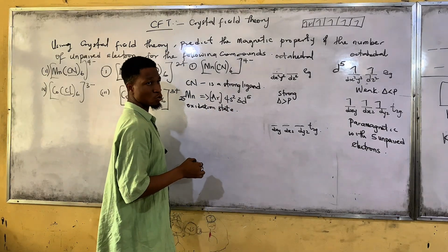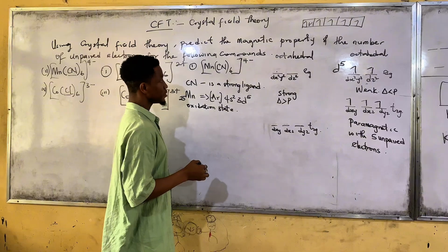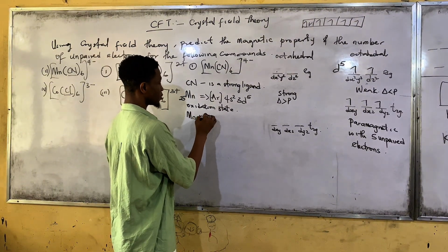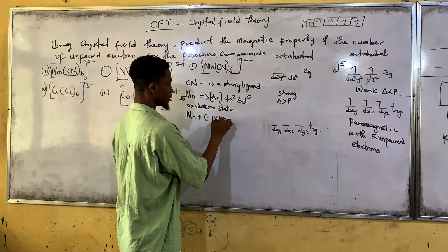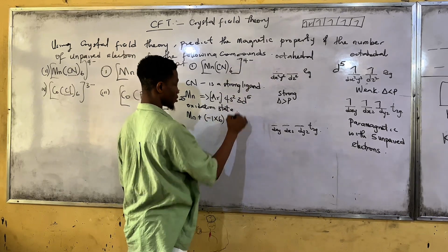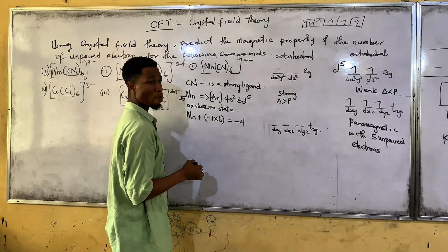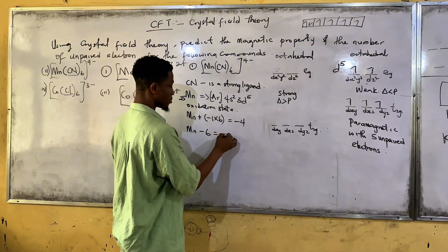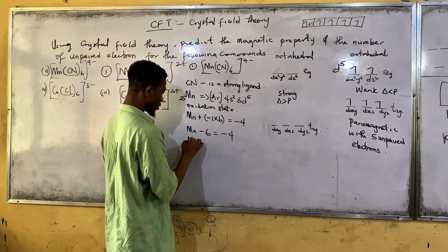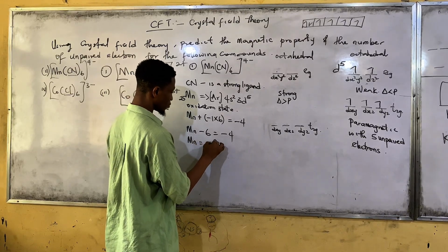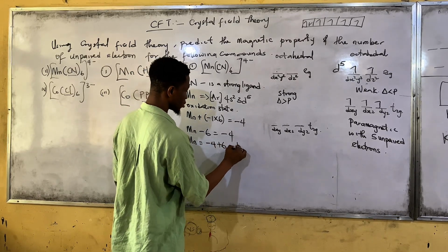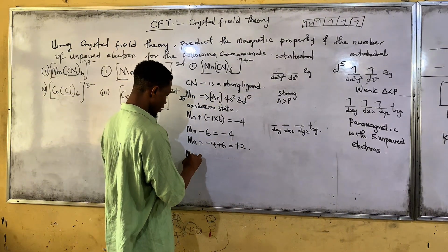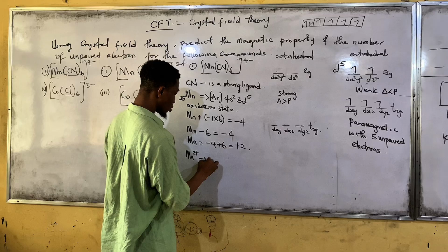CN has a charge of -1. So Mn plus -1 times 6 equals -4. So Mn minus 6 equals -4. Collect like terms. Mn equals -4 plus 6, which equals plus 2. So Mn being plus 2, Mn2+ will now be argon 4s0 3d5.